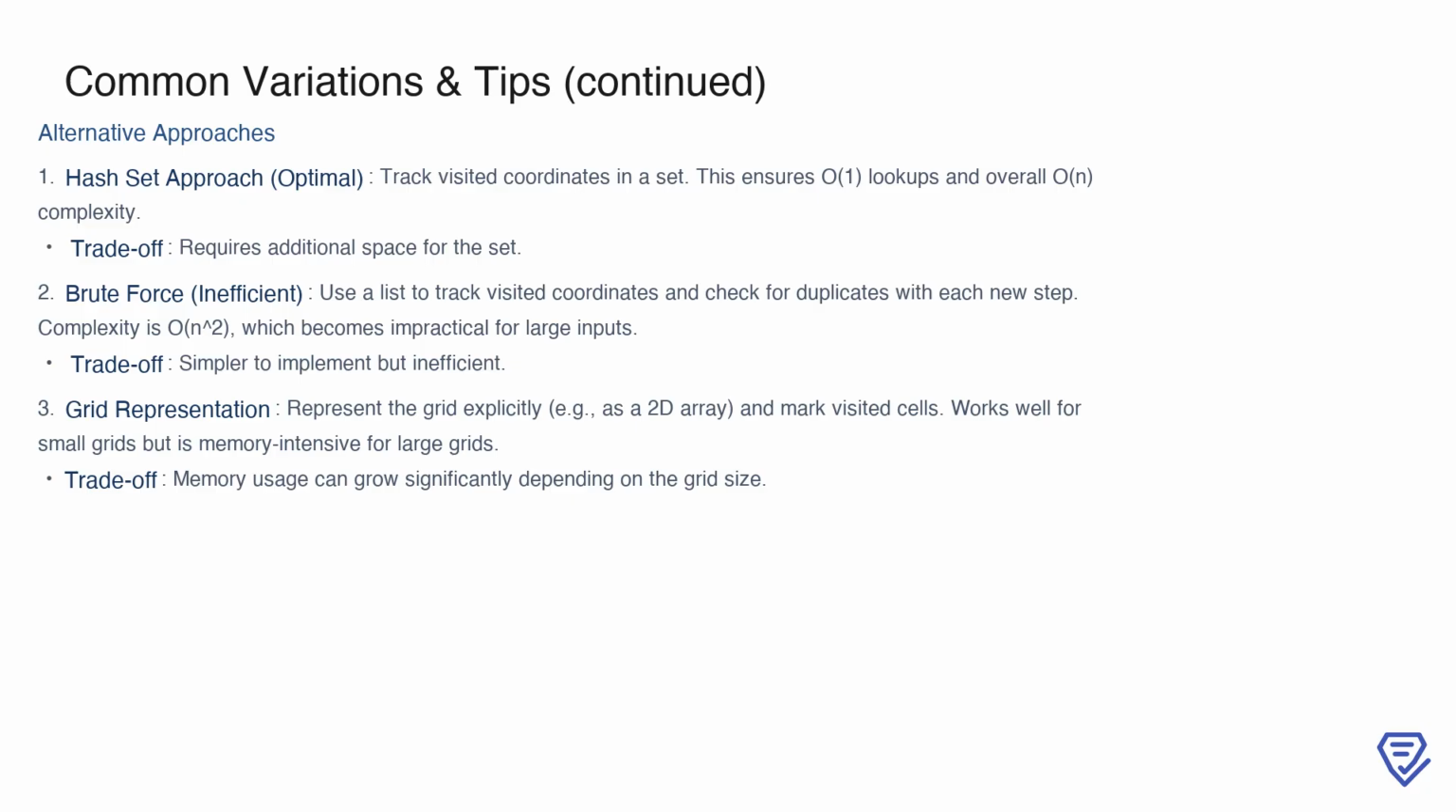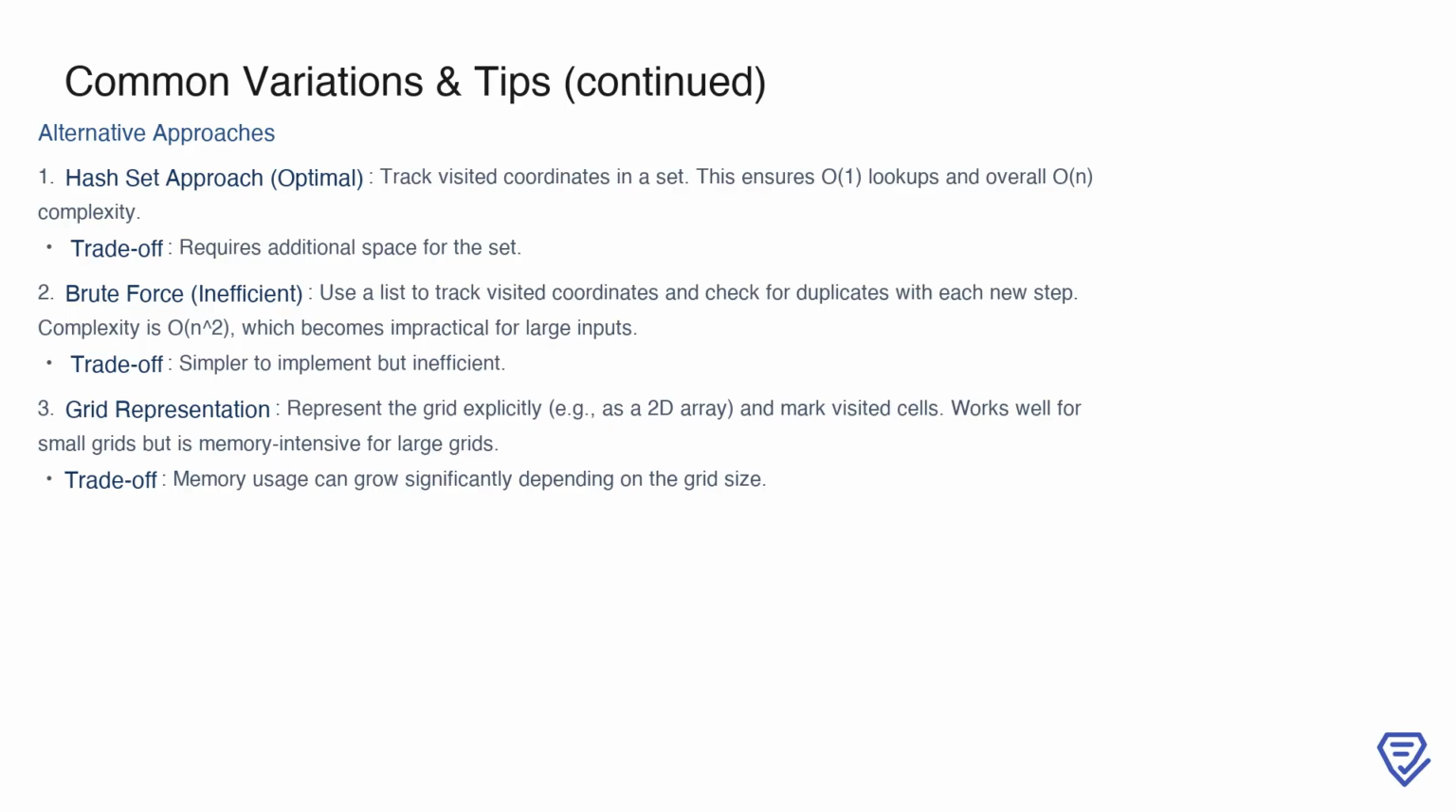There are several approaches you can use to solve this problem, each with its own trade-offs. The most optimal approach involves using a hash set to track visited coordinates. This ensures O(1) lookups and gives the solution an overall time complexity of O(n). The trade-off here is that it requires additional space to store the set, but this is a worthwhile compromise for the performance gain.